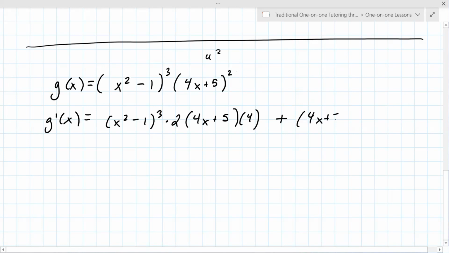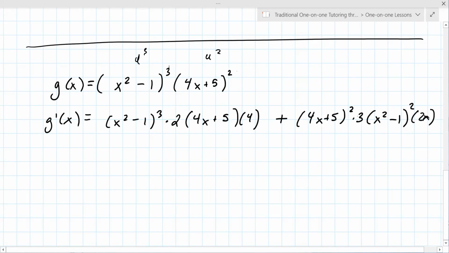You keep the second, but then you have to take the derivative of this thing on the left here. So it's power rule on the outside. You treat it like a u cubed. Bring the 3 down, 3 times x squared minus 1, keep the inside, squared, times 2x.